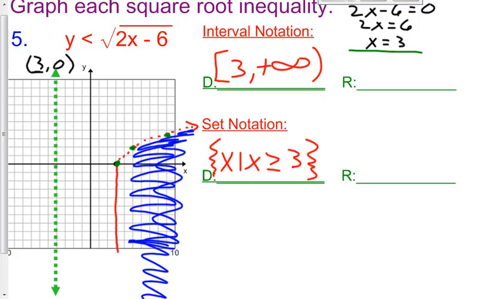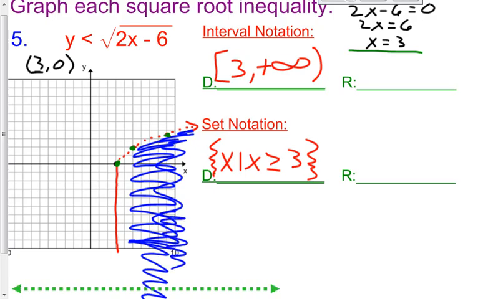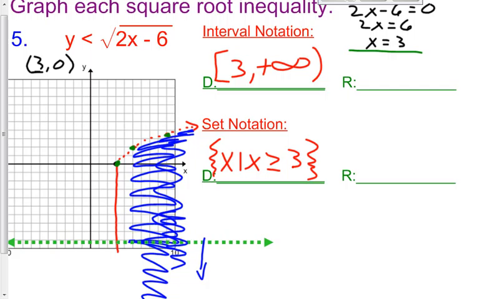Now my range, class, be very, very careful when you do your range here. So my range, as I go from the bottom up, how low does my shading go? My shading goes forever downward, doesn't it? So it starts at negative infinity. A lot of people say that our graph starts here, which is where the dotted line starts. However, the shading is what we pay attention to. So the shading goes infinitely downward. So it starts at negative infinity.